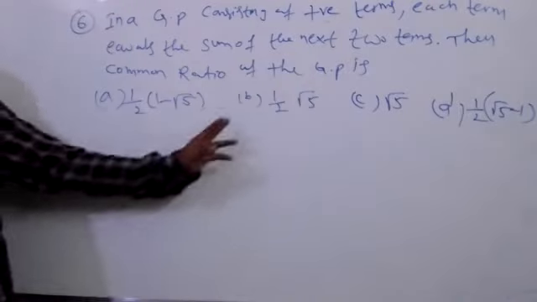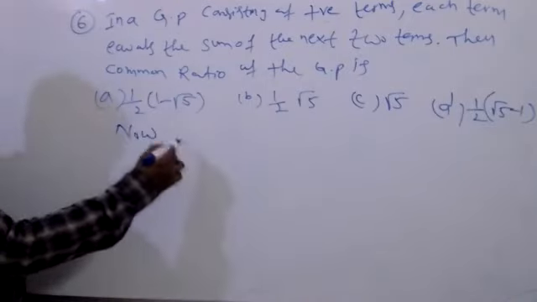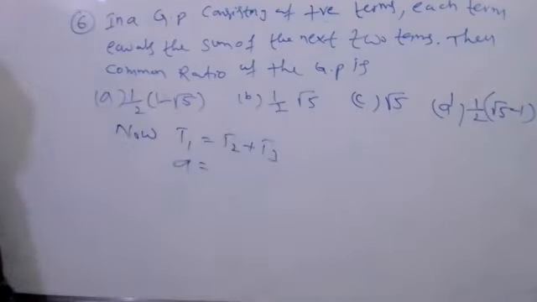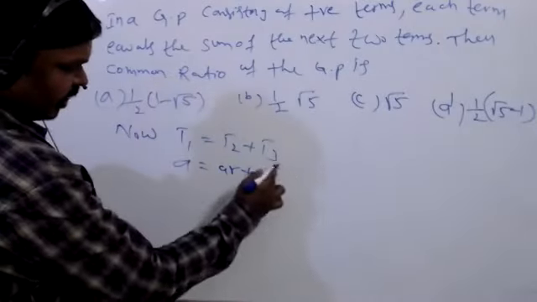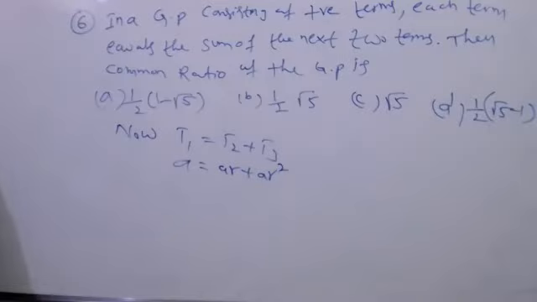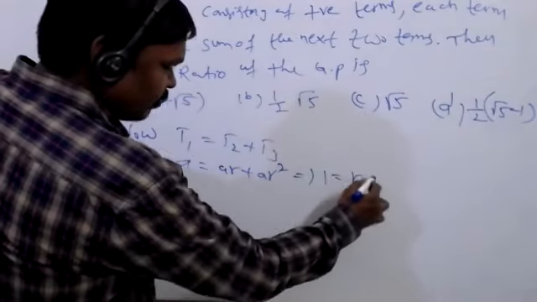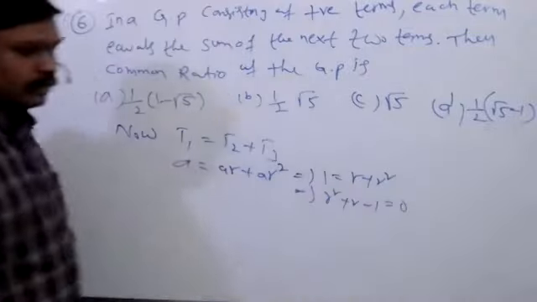T1 is equal to T2 plus T3. T1 is a, equal to ar plus ar square. Then here a cancels. Now 1 is equal to r plus r square. That implies r square plus r minus 1 is equal to 0.